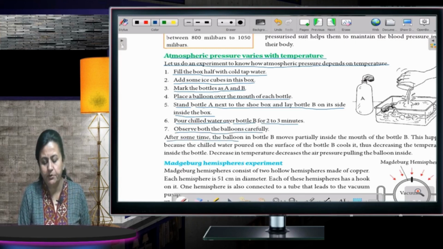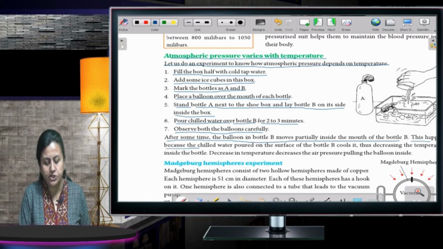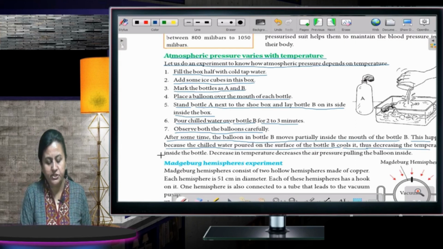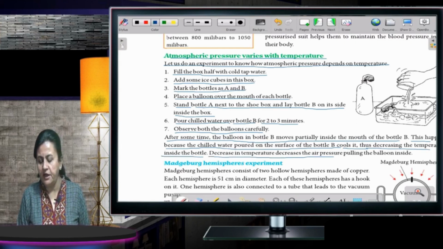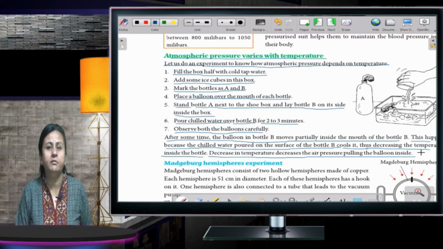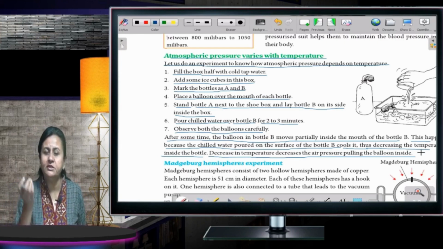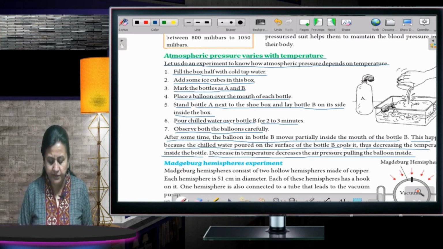After some time, the balloon on bottle B moves partially inside the mouth of the bottle. This happens because the chilled water flowed on the surface of bottle B cools it, thus decreasing the temperature inside the bottle. So, a decrease in temperature decreases the air pressure, pulling the balloon inside. What is happening? The balloon is getting pulled inside it. Now, moving to the next one.